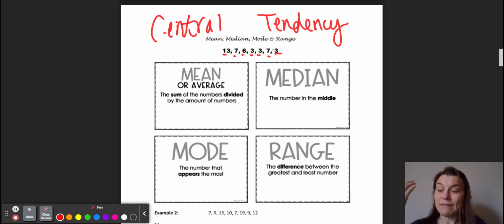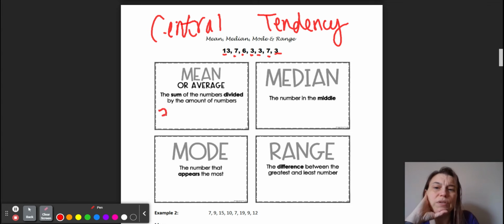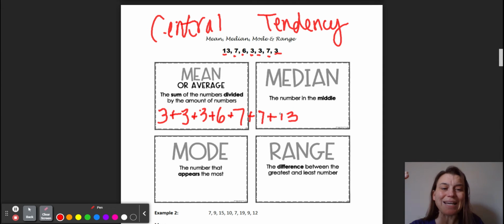To find the average, we would take these numbers and add them up. So 3 plus 3 plus 3 plus 6 plus 7 plus 7 plus 13. When I did that, I chose to add them up in order from least to greatest, and that's going to come in a little bit later. You'll see why. So I'm going to get the sum, which is all the numbers added together.